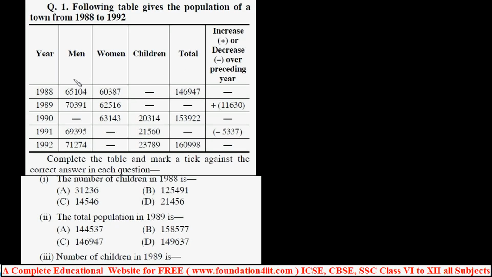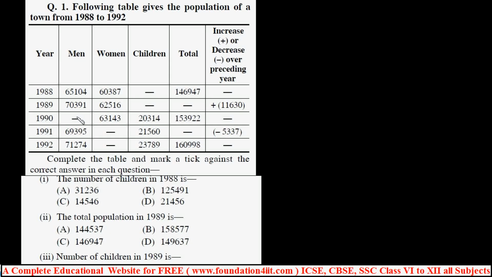Now this is the table, right? In 1988, the men are 65,104 and women 60,387. Children is not given, but the total is mentioned. And this is the decrease or increase over the preceding year. This 11,630 means it is an increase compared to the previous year. The previous year is 1,46,947, and this is increased for the next year. So based on this data, we'll complete the table and mark the tick against the correct answers.